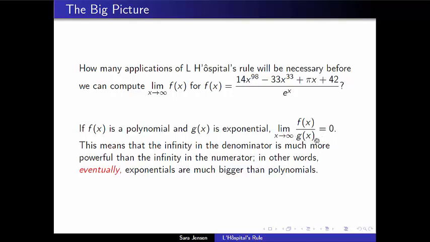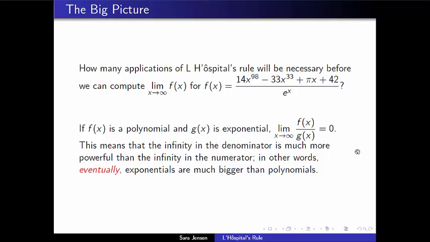However, this fraction is an indeterminate form of the form large number divided by large number. If we're getting a limit of 0 from that, what that must be saying is that the large number in the numerator is nothing in comparison to the large number in the denominator. The large number appearing in the denominator must be much larger than the large number in the numerator. And that tells us that eventually exponentials are much bigger and have a faster rate of growth than polynomials.